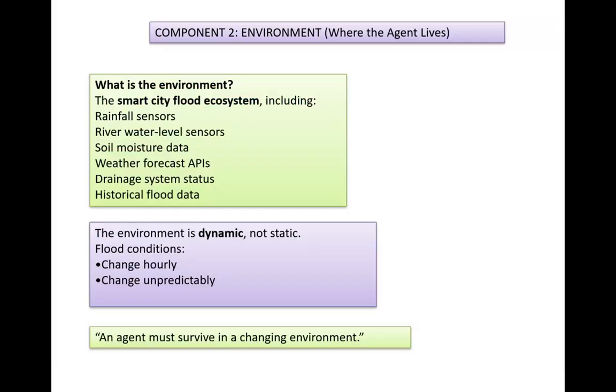The second important component is the environment. The environment is where the agent operates. In this example, the environment might include rainfall sensors, river water level sensors, soil moisture data, weather forecast, drainage system status, and even historical flood data.